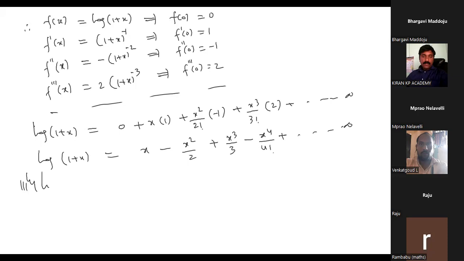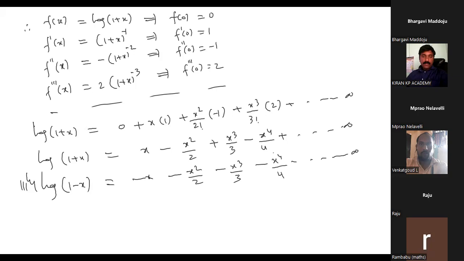Similarly, replace x by -x. So -x^2/2 - x^3/3, all this. This is not factorial. And all minus. This is log(1-x). Now we'll see sin x, cos x, tan x. These are very useful.